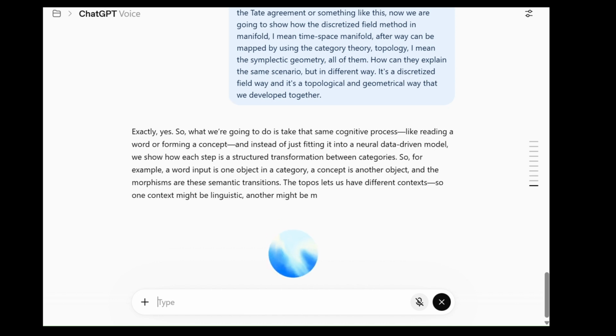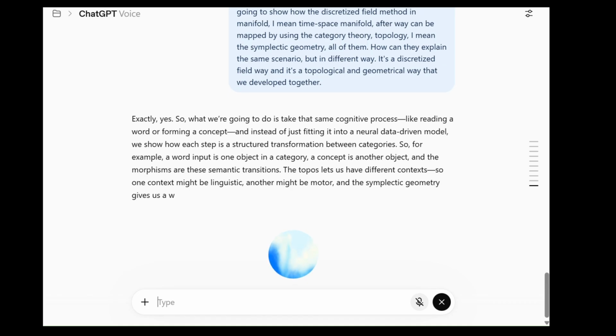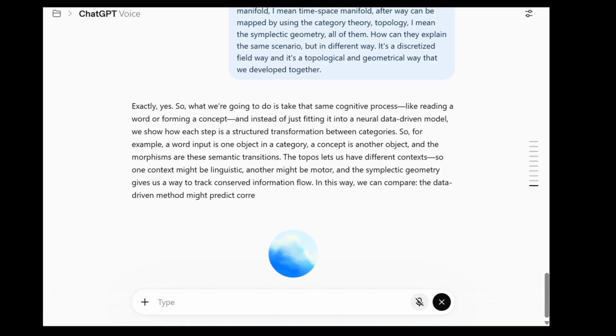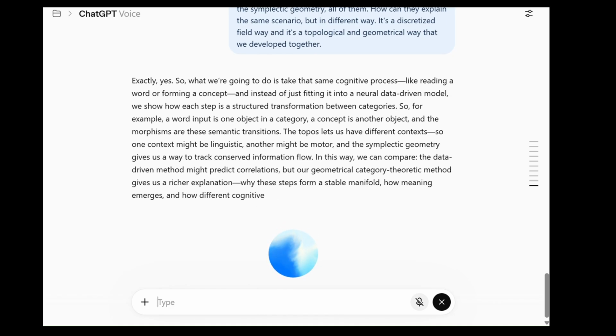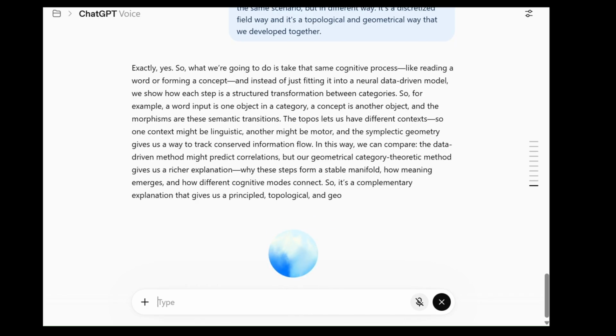One context might be linguistic, another might be motor, and the symplectic geometry gives us a way to track conserved information flow. In this way, we can compare. The data driven method might predict correlations, but our geometrical categorical theoretic method gives us a richer explanation: why these steps form a stable manifold, how meaning emerges, and how different cognitive modes connect. So it's a complementary explanation that gives us a principled topological and geometric grounding.